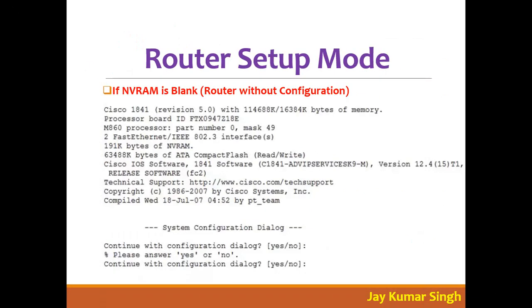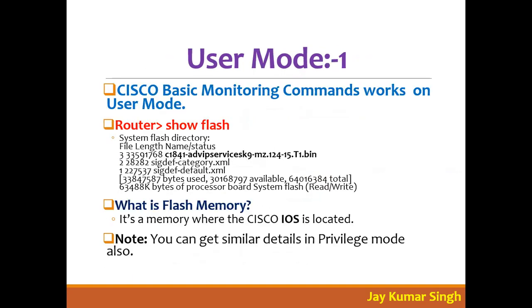So here we have learned that when the router NVRAM is blank, your router will start in setup mode. But if you have some data or configuration in your router, then your router will start in user mode. Now, whenever I am in user mode, what operations can I do, and what operations can I do in privilege mode? Let's see some practicals.